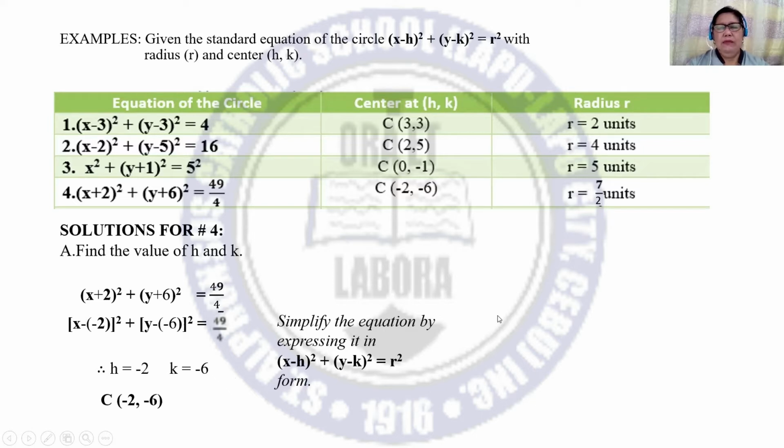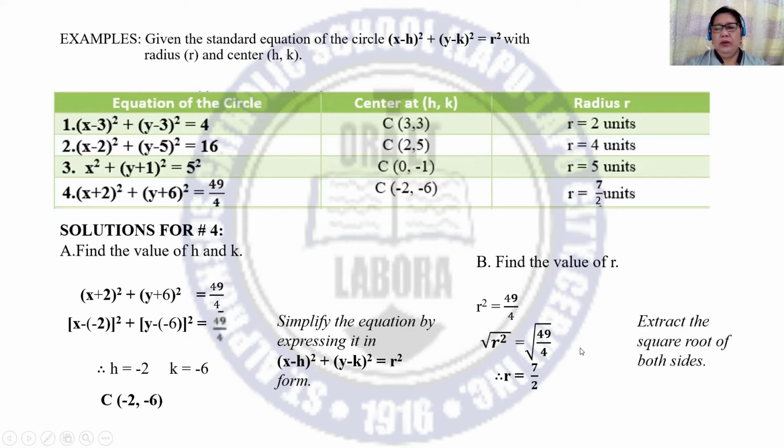And to find the value of the radius, we have r squared is equal to 49 over 4. So just extract the square root of both sides. Then what is left here is r. We cancel the radical symbol together with the square. And the square root of 49 is 7. The square root of 4 is 2. That is why r is equal to 7 over 2 units.